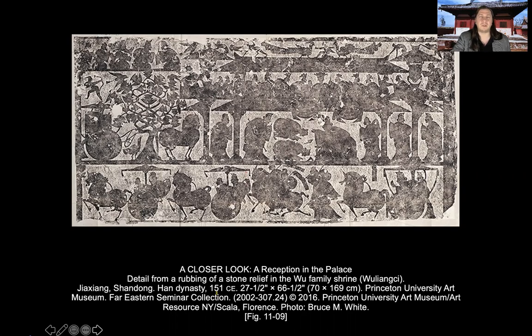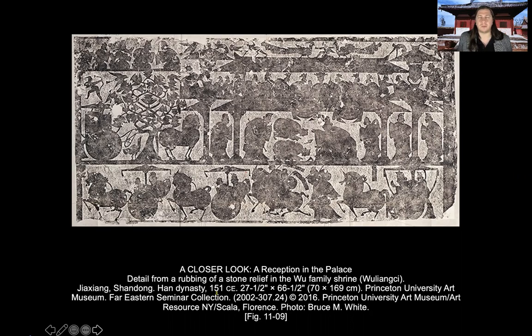So this is basically a rubbing that was taken of a stone bas relief. So the paper was placed over the relief and then dusted with ink to kind of transfer the image onto the paper. But we can see three registers. At the bottom, there are horses and carriages approaching. The horses are all in the same pose, but each carriage is kind of distinct and individualized.